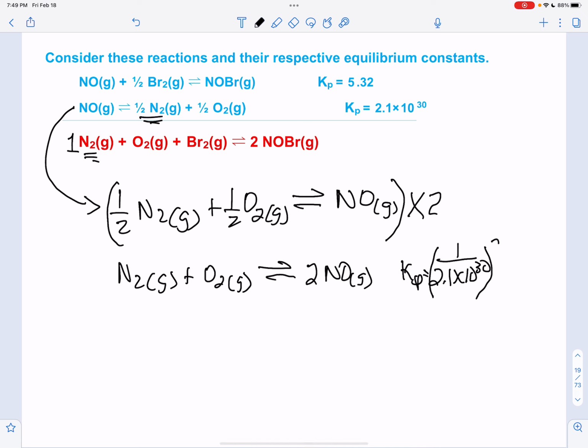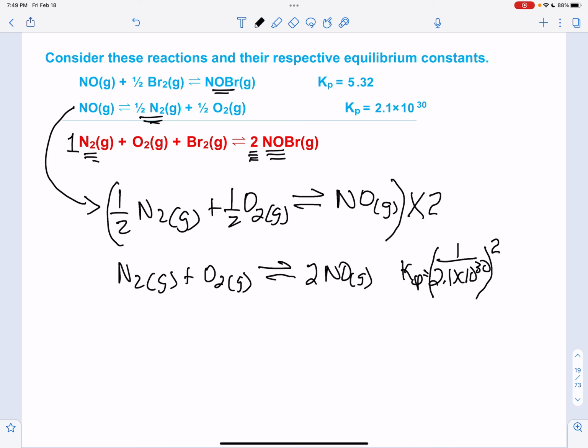And then we multiply by 2, so we raise it to the second power. What about the other reaction? The other reaction has NOBr as a product. That's exactly what we wanted. But we need 2 of them.